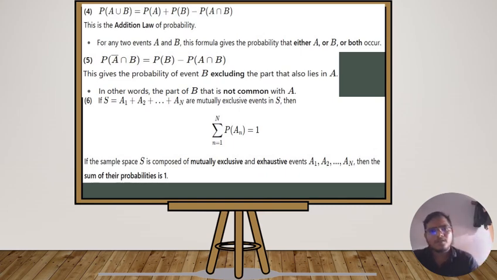The sixth property is about the sample space containing different events. Let us assume A1, A2, A3, and so on up to An are mutually exclusive events. The sum of the probabilities of the events is always equal to 1. Here we show the formula: summation of P of A n for n equal to 1 to n is equal to 1. In the sample space S, for mutually exclusive and exhaustive events A1, A2, up to An, the sum of the probabilities is 1. That is the formula: summation of P of A n is equal to 1.